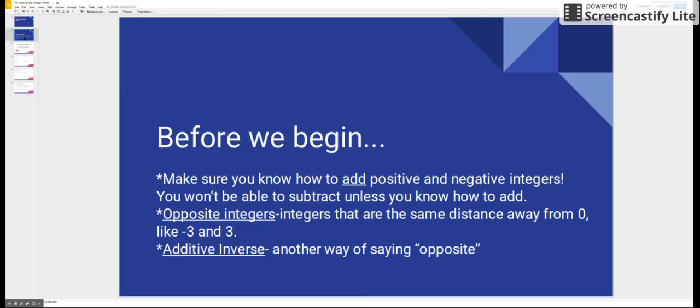Next, you need to make sure that you know that opposite integers are integers that are the same distance away from 0. So -3 and +3 are both opposite integers. In other words, -3 is 3 spaces away from 0, and +3 is also 3 spaces away from 0. That's what makes them opposite integers. And also, I need you to know that additive inverse is just another way of saying opposite.